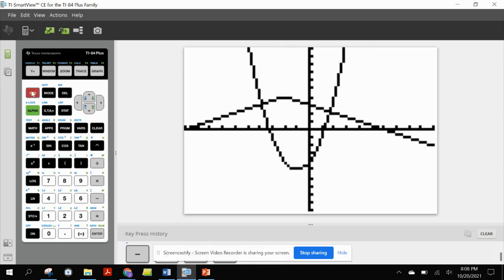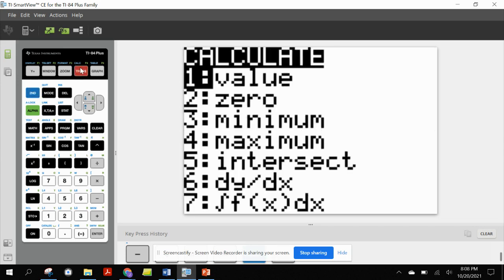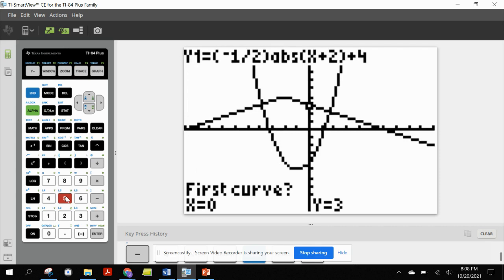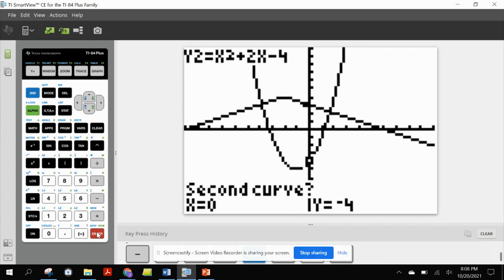So we're going to go second, trace, which is calculate. Specifically, we want to calculate the intersect, so we can either scroll down to 5 or click 5. It's going to ask you for the first curve. That just means the first graph. That's the absolute value. Click enter. The next graph for the second curve is going to be your quadratic because it's the second one we entered. Click enter one more time.